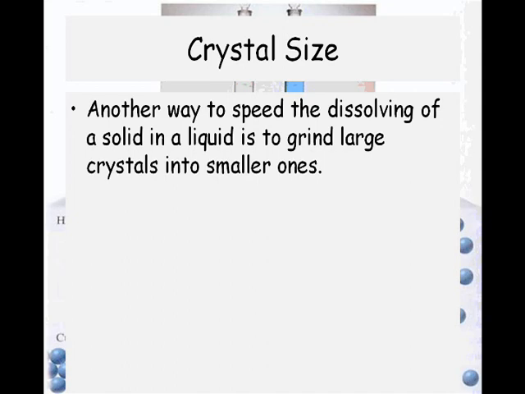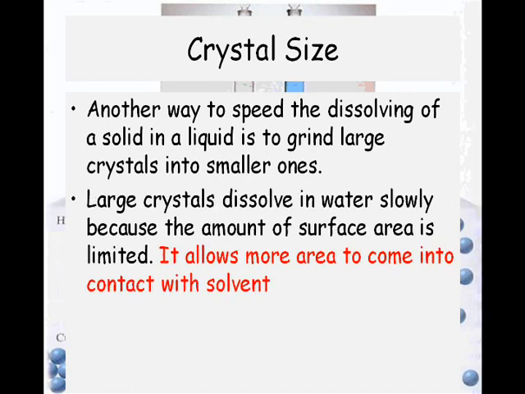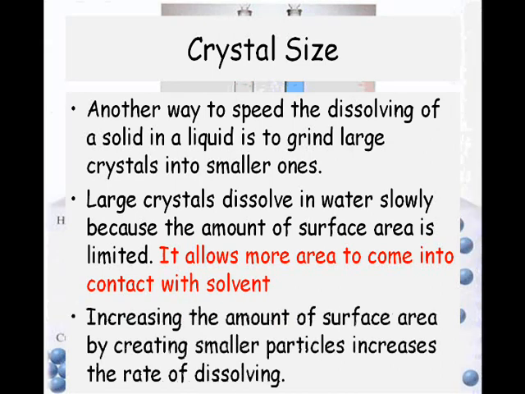Crystal size: if you grind large crystals into smaller ones, it speeds up the dissolving process. It allows more area to come in contact with the solvent that you're using. You're also increasing the amount of surface area by creating smaller particles, and so that increases the rate of dissolving.